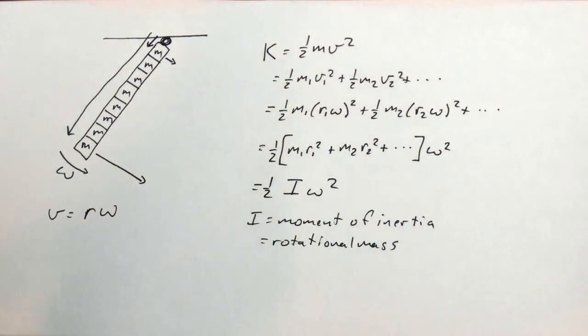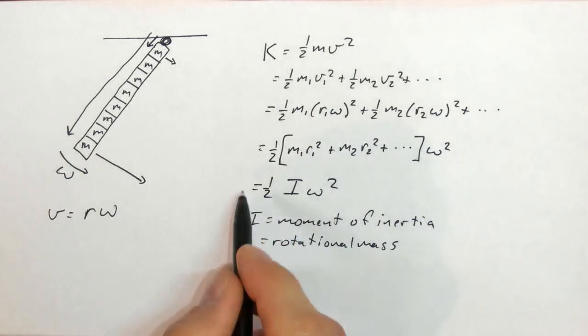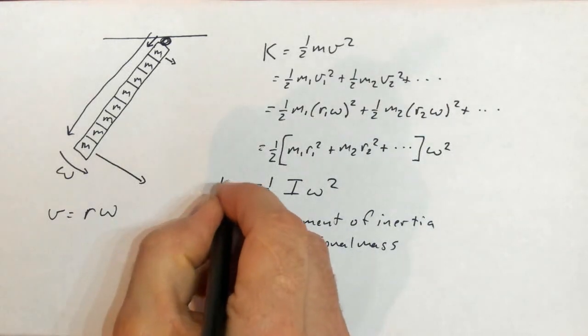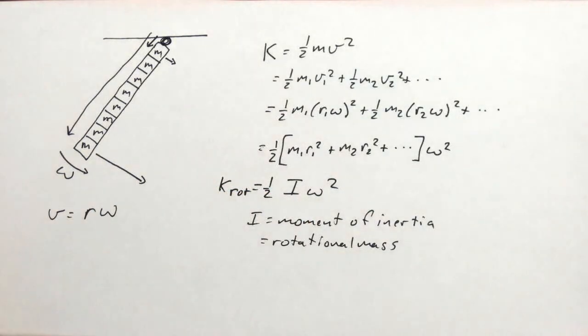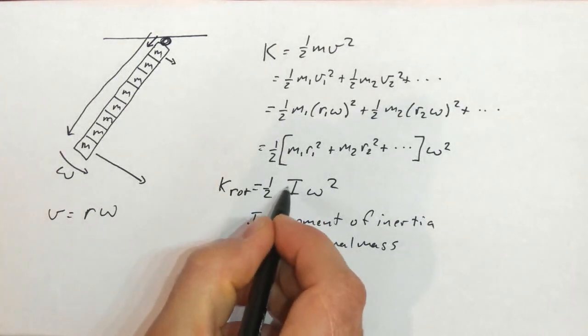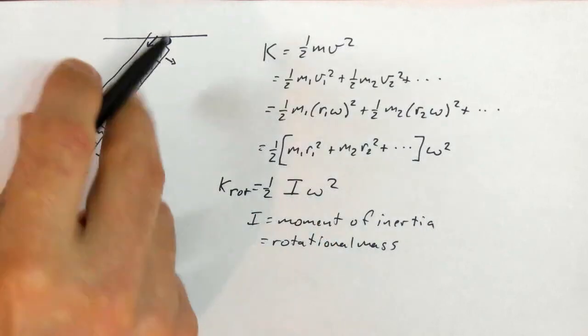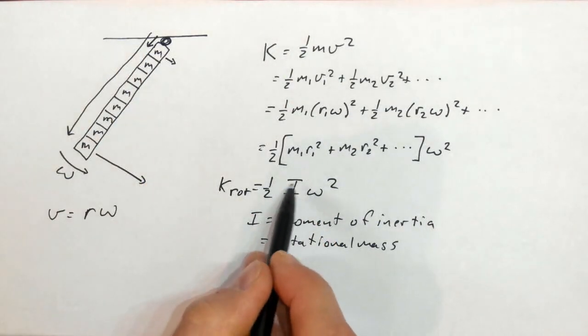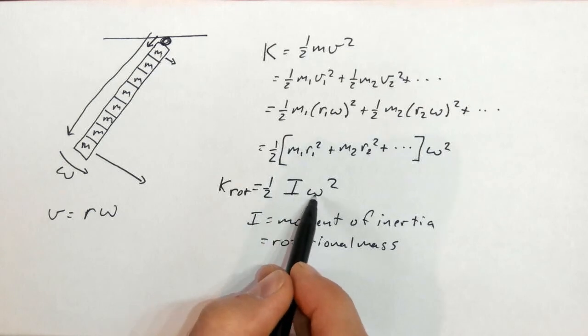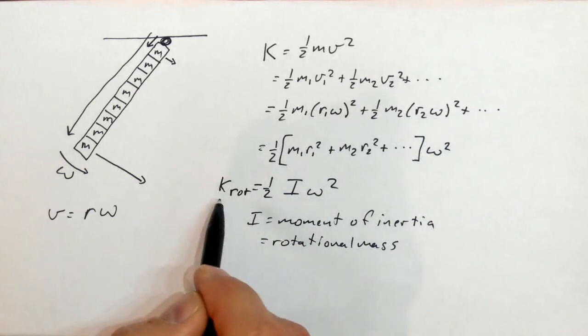Rotational mass. Okay? And we're going to find that we're going to have a lot of different rotational equivalents of linear stuff. Okay? So this is our rotational kinetic energy. We call that K rot. Okay? That is rotational kinetic energy. The energy associated with a rigid object, so it can't bend or something like that, that is rotating. All its parts are rotating at the same angular speed. This would be its kinetic energy.